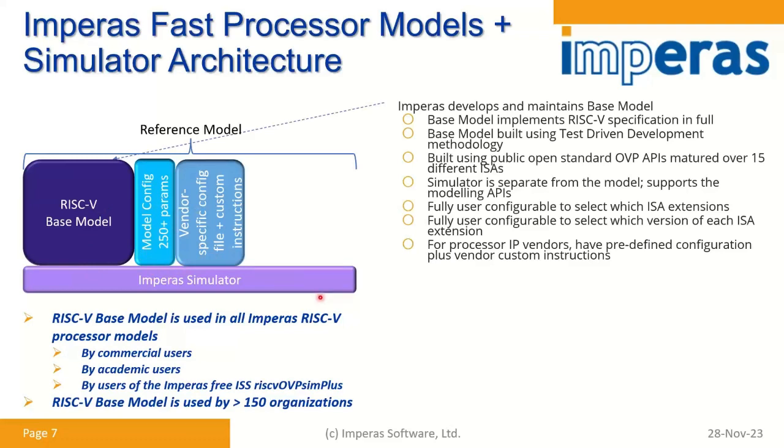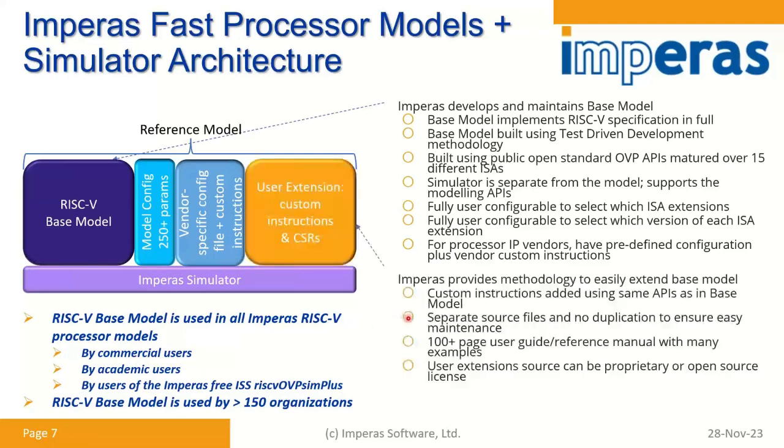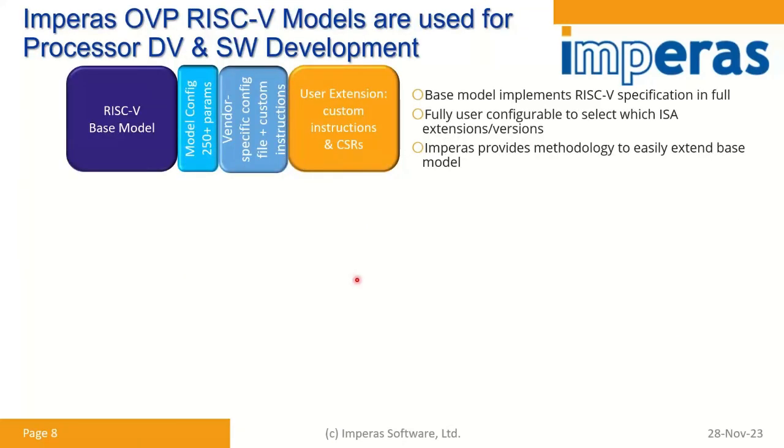We provide models of a lot of different processor IP vendors' cores, where we've specifically configured them with the vendors and they've extended them. Users can then take it further and add their own instructions and CSRs. And that's, again, the beauty of RISC-V. You can license a core and then you can extend it, and those extensions can be either proprietary or open source.